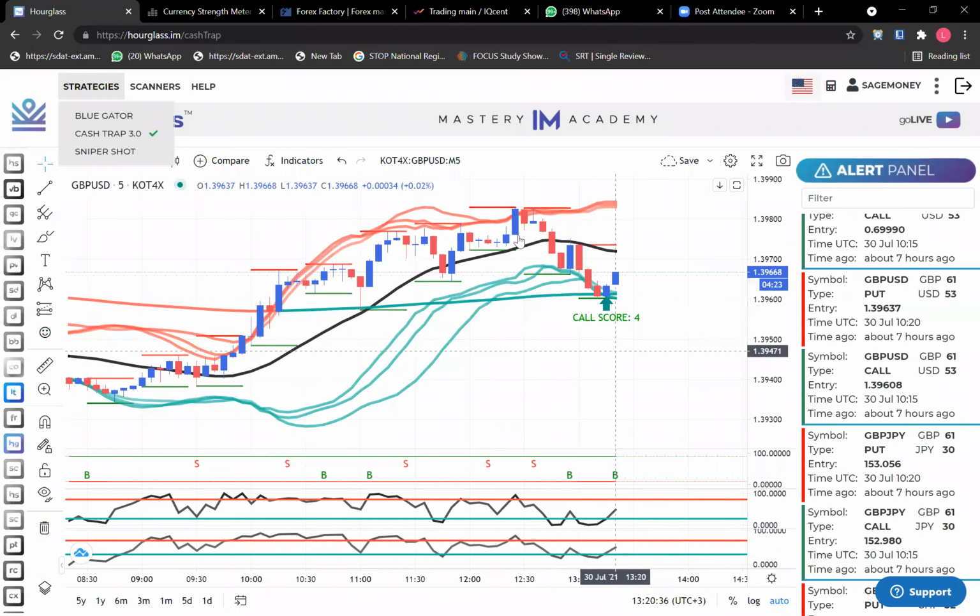Those lines are called your Bollinger Bands. I'm going to explain what they are used for. I'm just going to tell you what everything is first, and then I will explain what they are used for.